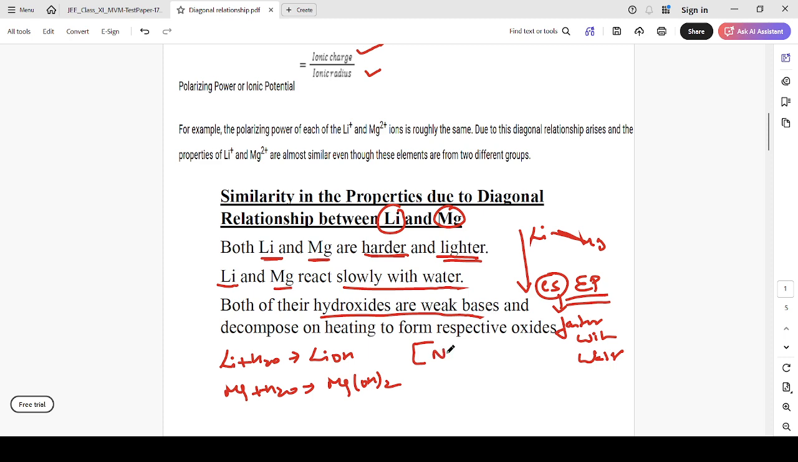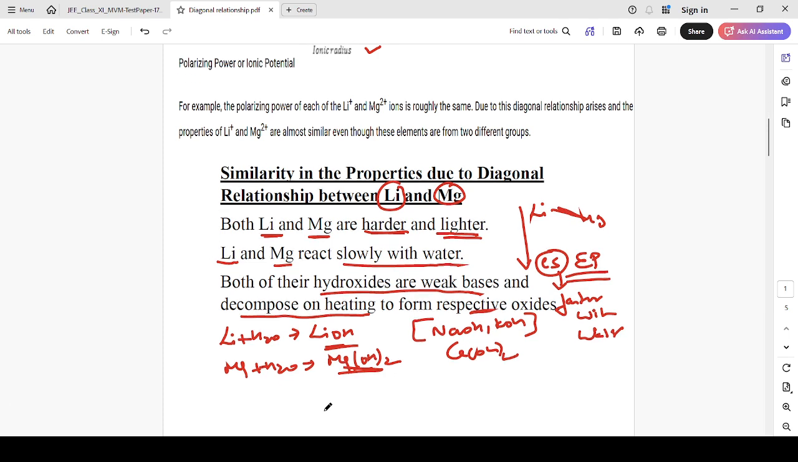You could have seen people using sodium hydroxide, potassium hydroxide, calcium hydroxide. Have you seen people using lithium hydroxide and magnesium hydroxide as a base? No, because they are weaker bases here. And they decompose on heating to form their respective oxides. When I heat lithium hydroxide, it forms lithium oxide. Magnesium hydroxide also forms magnesium oxide here.